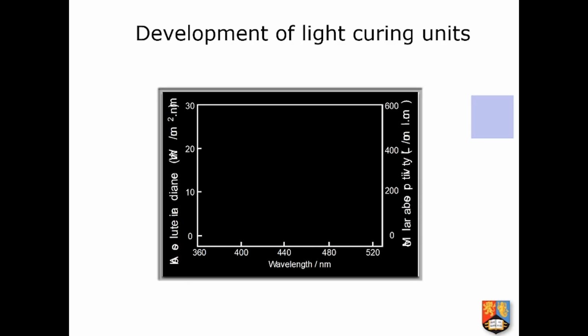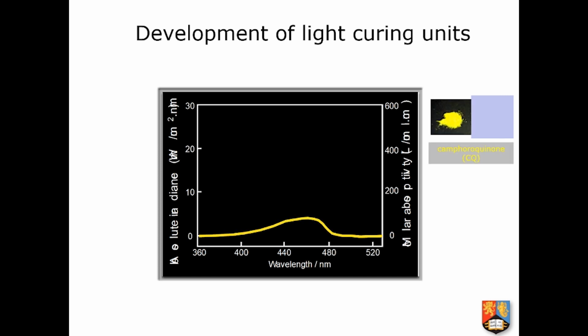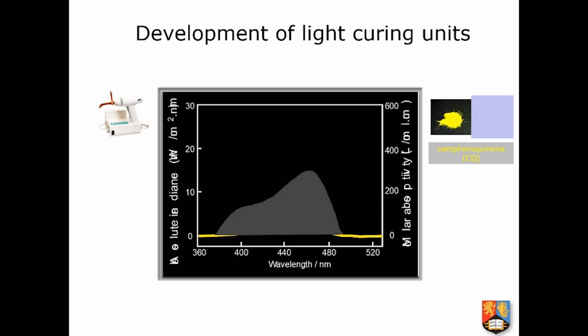So, light curing, the properties of the light are also very important. This figure here represents, the yellow line represents the absorption of the commonly used photoinitiator camphorquinone, and as you can see, it's this canary yellow dye. So its maximum absorption is around 470 nanometers, and this is why we use blue light.